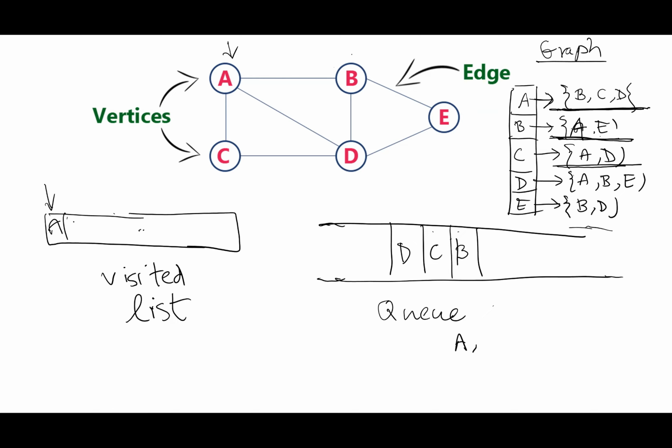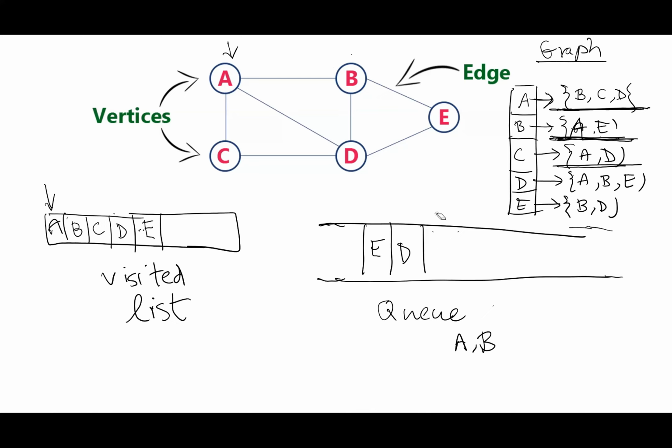And I put B, C, D. Whenever I'm putting into the queue, I also put into the visited list. Then I take out B and check B's neighbors, which is A and E. A is already in the visited list, so I don't put it into the queue, but E is not, right? So I put it into the queue and put E into the visited list.